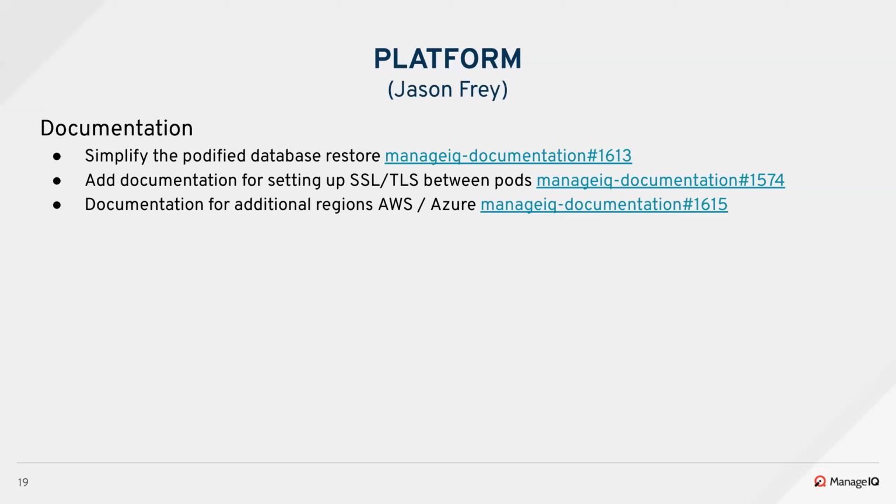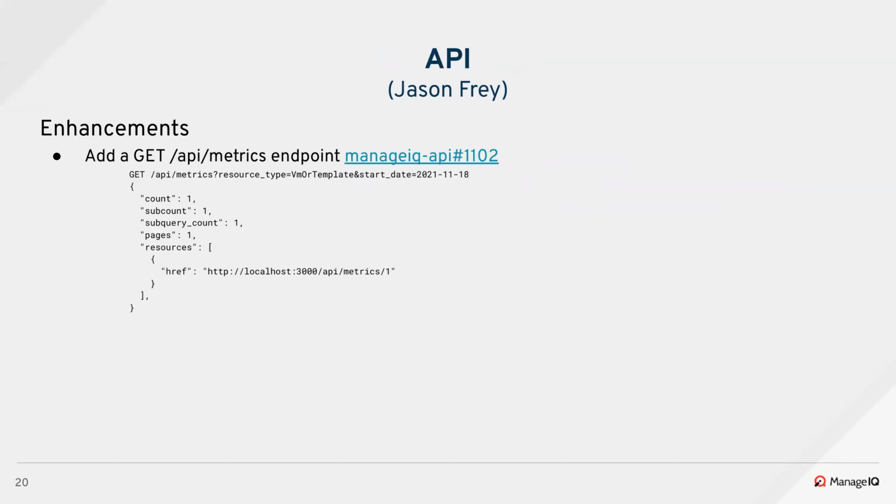And finally, Adam added some documentation for adding additional regions to AWS and Azure. This was sort of a side effect of him adding the UAE regions. We've always had the ability to add additional regions on the fly, but it was never documented. So hopefully this will help some people out. Next slide, please. On the API side, we had two enhancements.